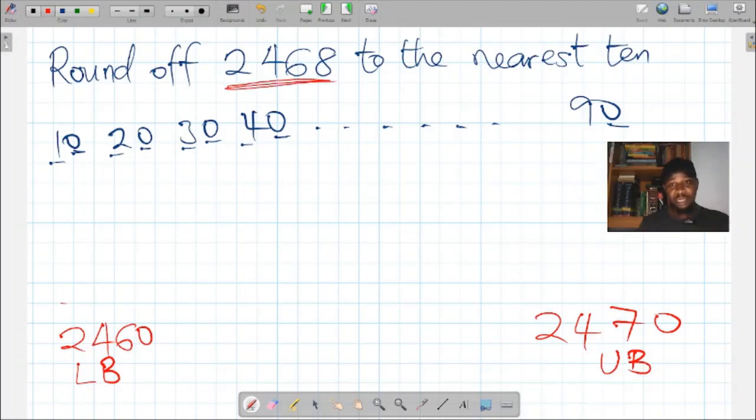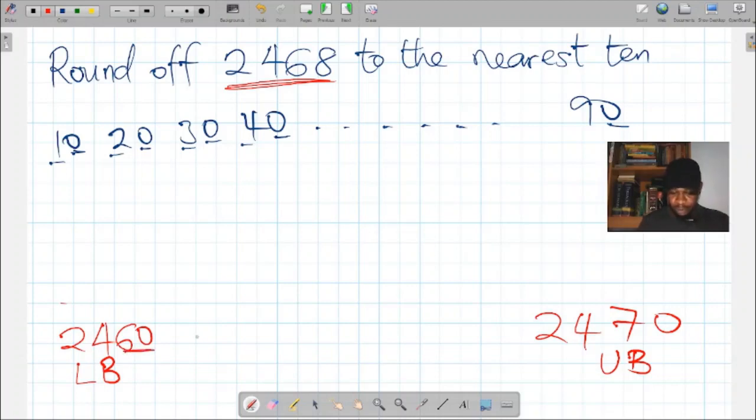So which one is it closer to when we're counting in tens? Is it closer to 2,460 or 2,470? Now when you explain like this, it begins to make sense to the children. 2,468 is closer to which one? They can determine that by themselves easily. But to help them determine, we can introduce the concept of the mid value.